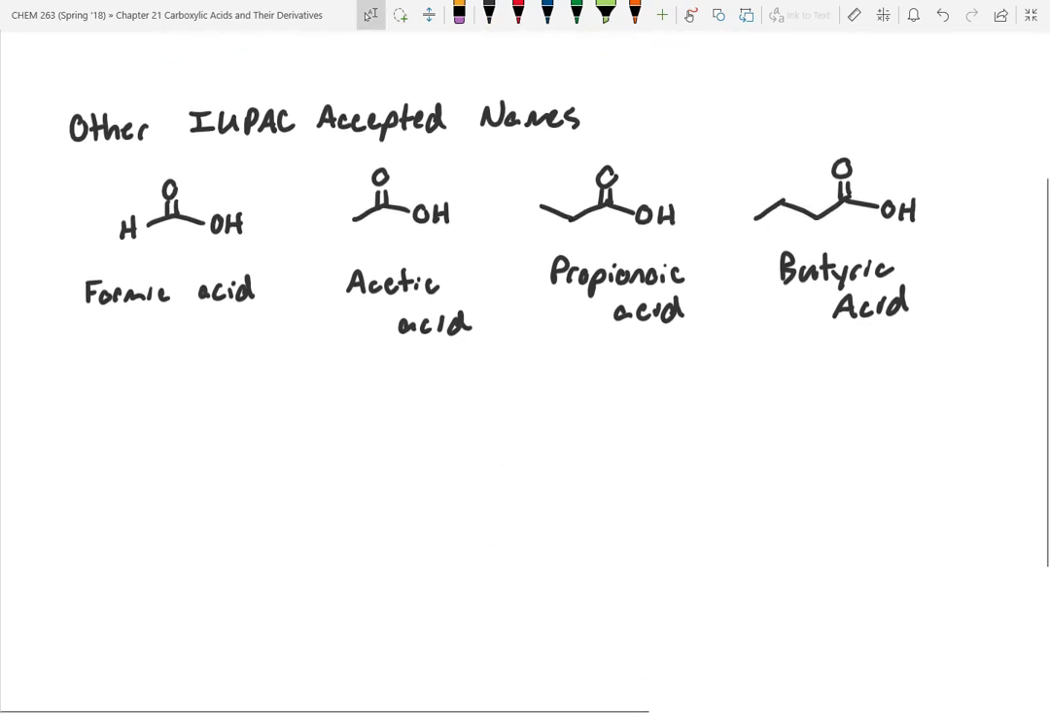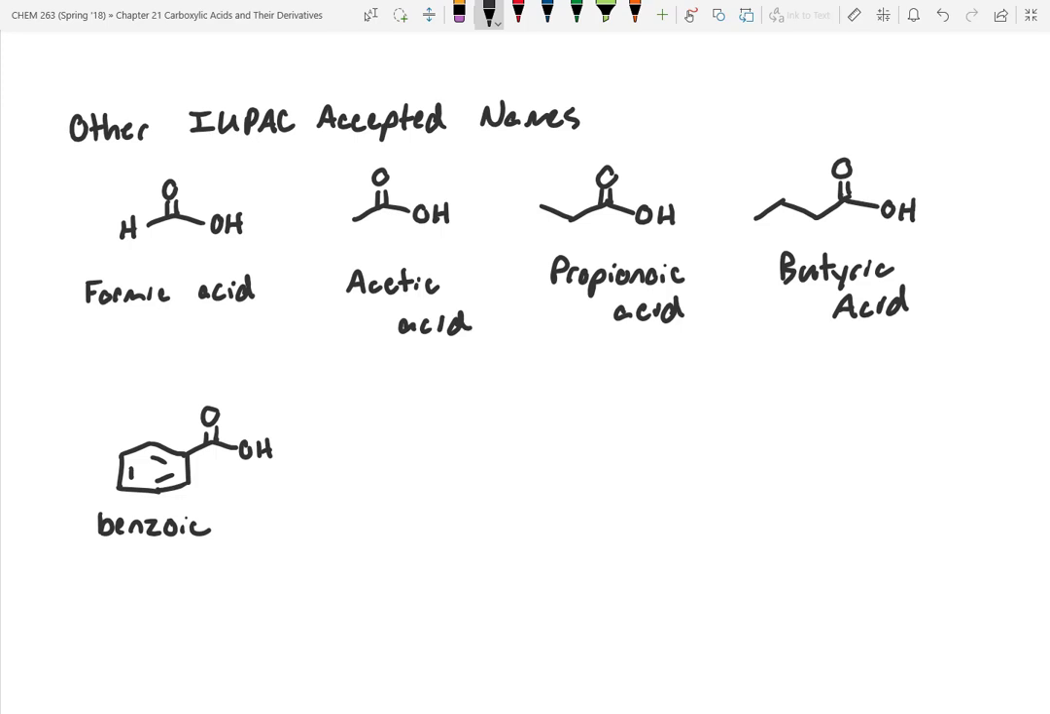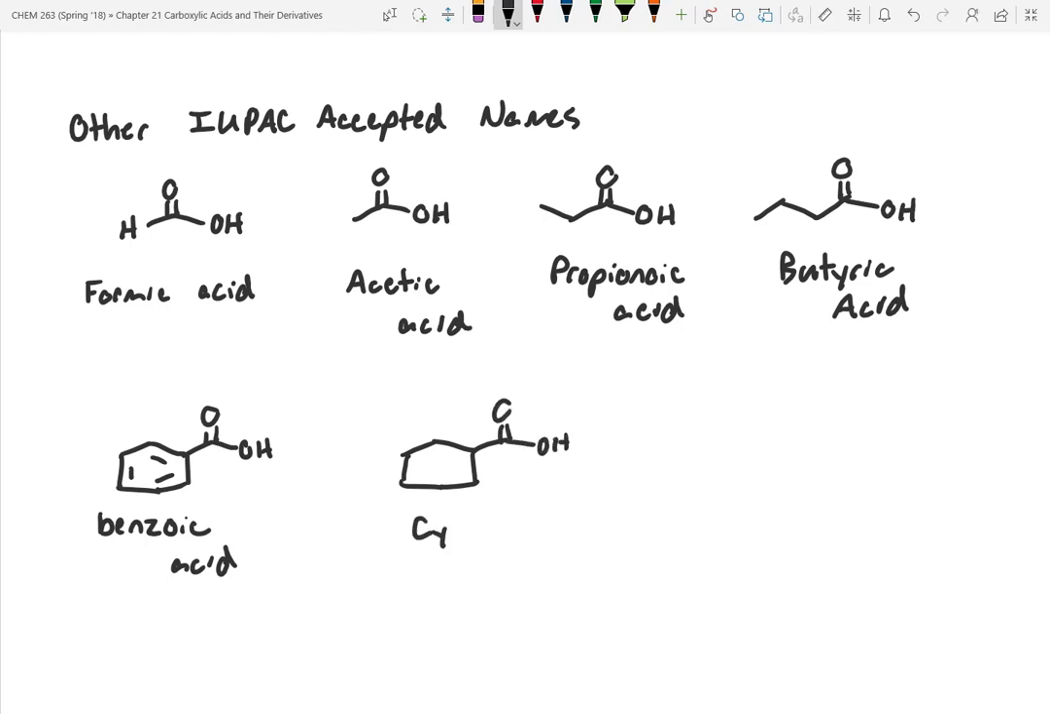All right, there's a few other ones. This one you already know. What's this called? Benzoic acid. And then the last one that's presented in our textbook is a cyclohexane derivative. And this is just called cyclohexane carboxylic acid. It's like they just gave up trying to name it.